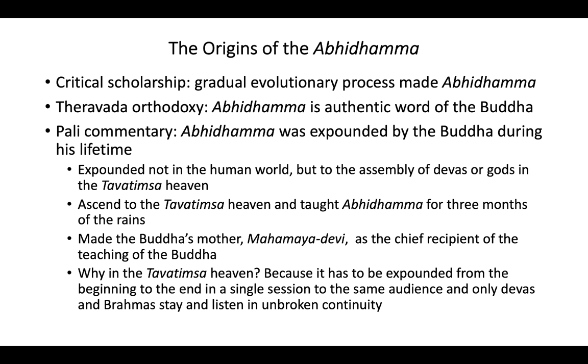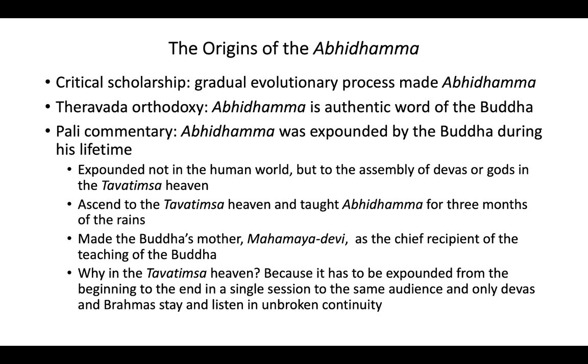Just prior to his seventh annual rain retreat, the Buddha ascended to the Tavatimsa heaven, and there the Buddha taught Abhidhamma for the 3 months of the rain season to the devas who had assembled from the 10,000 world systems. The Buddha made the chief recipient of the teaching his mother, Mahamaya Devi, who had been reborn as a deva. So Buddha's mother died after giving birth to Gautama Siddhartha, and had been reborn as a deva. So, once the Buddha ascended to the Tavatimsa heaven, he made his mother the chief recipient of his teaching.